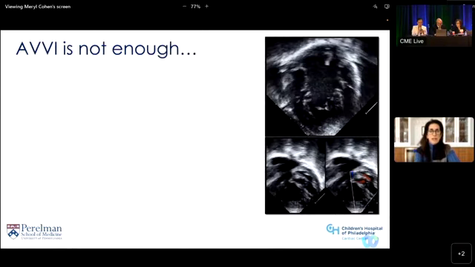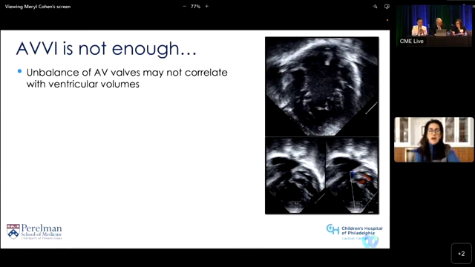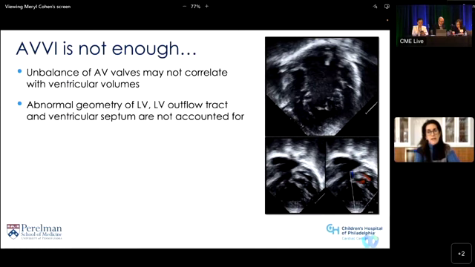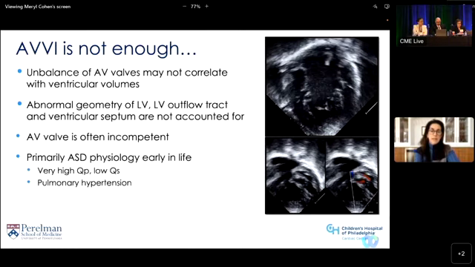But of course, it turns out that AVVI is not enough. Unbalance of the valves may not always correlate with ventricular volumes, and there are other geometric abnormalities that have to be considered and are not accounted for by just that measurement alone. It also doesn't predict AV valve competence, and it's important to recognize that when the LV is somewhat small, it is non-compliant, and these patients often have primarily ASD physiology early in life, which gives them a very high QP, possibly a low QS, and pulmonary systemic PA pressures. So we have to investigate other aspects of LV inflow.